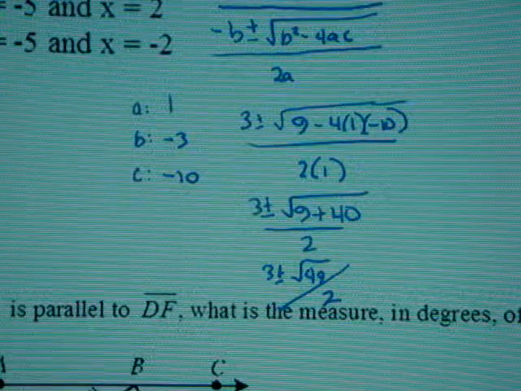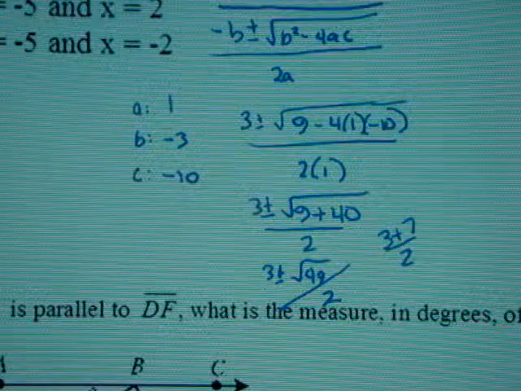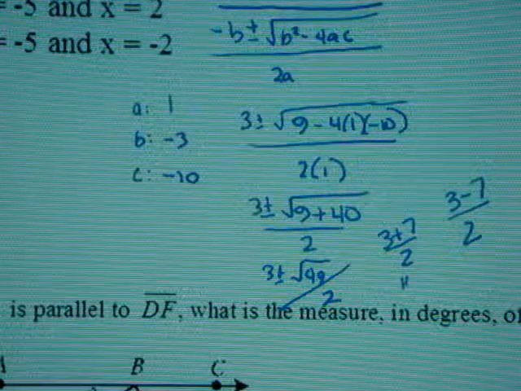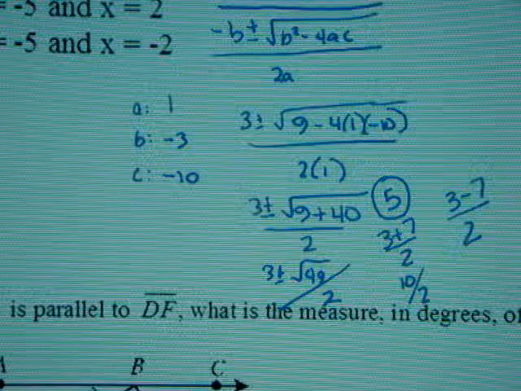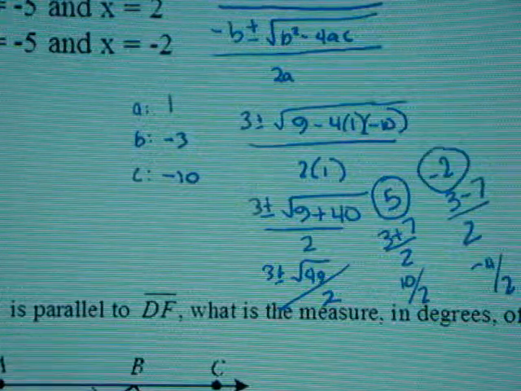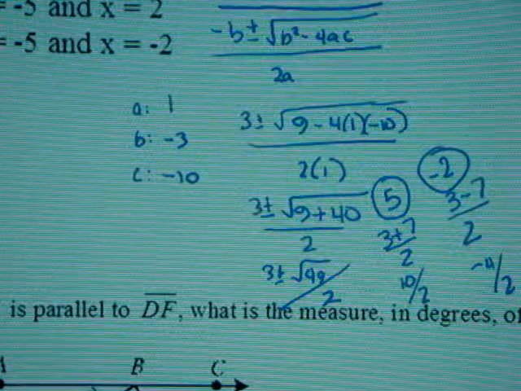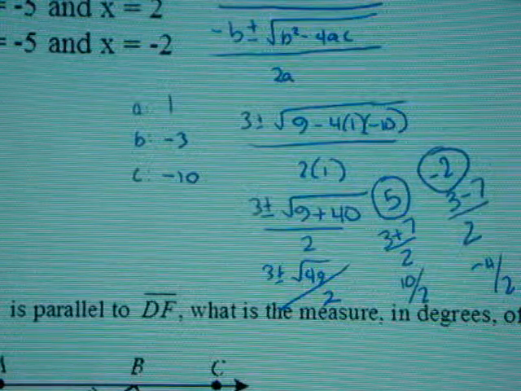And the square root of 49 is 7. So it's 3 plus 7 over 2 and 3 minus 7 over 2. 3 plus 7 is 10 over 2, which is 5. So one of the answers is 5. 3 minus 7 is negative 4 over 2, which is negative 2. So your two zeros are 5 and negative 2. That's A.